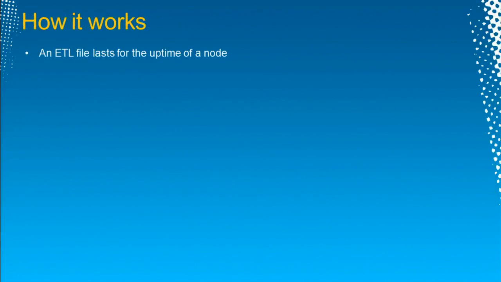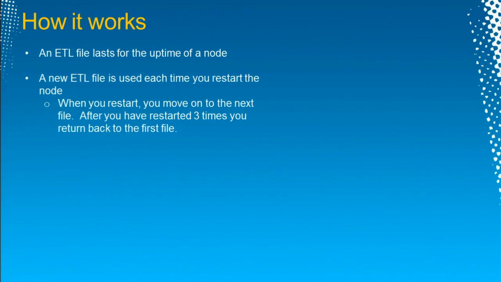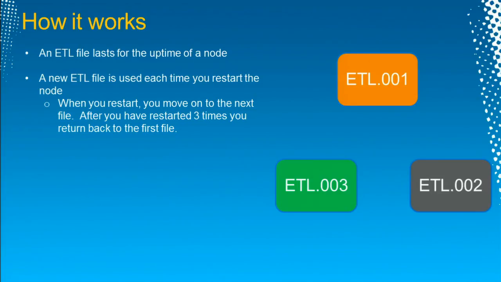So this is how it works. We've got our ETL file, which lasts for the uptime of the node. Every time you reboot the machine, we will go to a different ETL and start logging there. The original one will be left. So here are our 3 ETL files: 1, 2, and 3. Right now we're working off of 1, just writing to that. Once it fills up, it just starts throwing out the old stuff, and it's just wrapping inside itself.